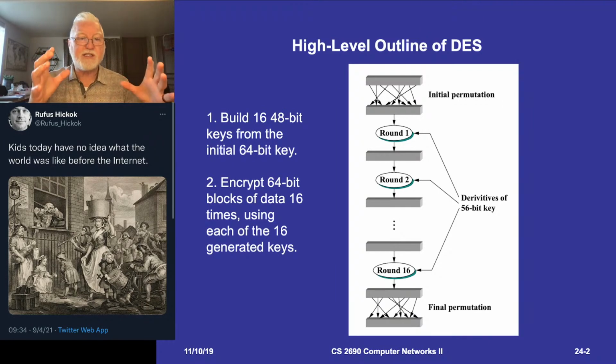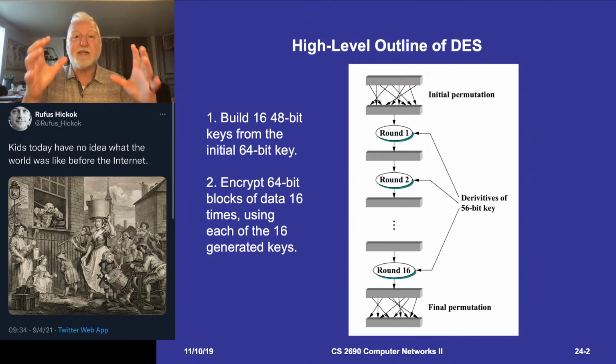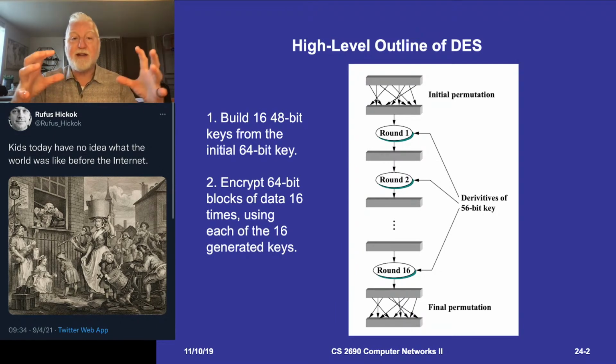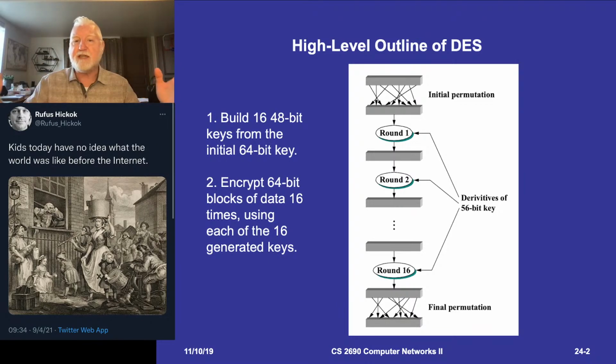Then we take a 64-bit block of data and encrypt it using the first of those 16 keys. Then we take that value and encrypt it with the second key. Then we take that value and encrypt that. So we literally encrypt it 16 times. The same thing gets encrypted 16 times with 16 different keys, all derived from the initial key you provide.